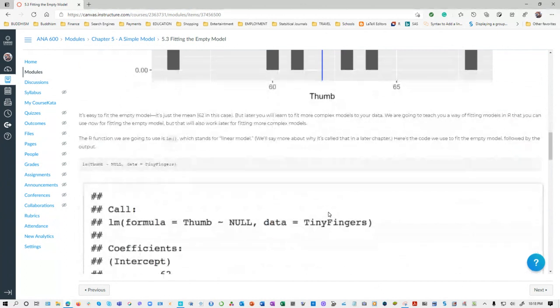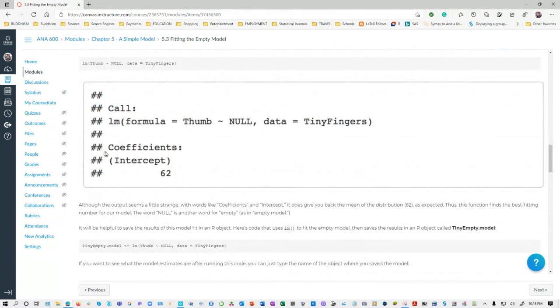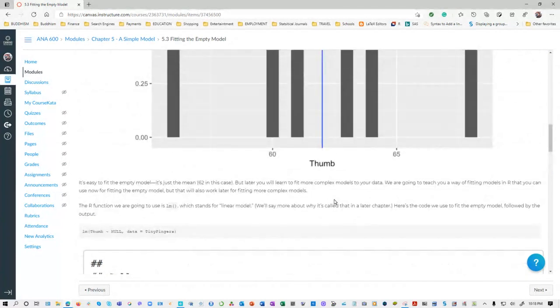So how are you going to run the model? For the first time, you're going to use something called the linear model, lm, thumb tilde 1, the null model, and call the data. That will give you the coefficient. Coefficient means what you get for the intercept.